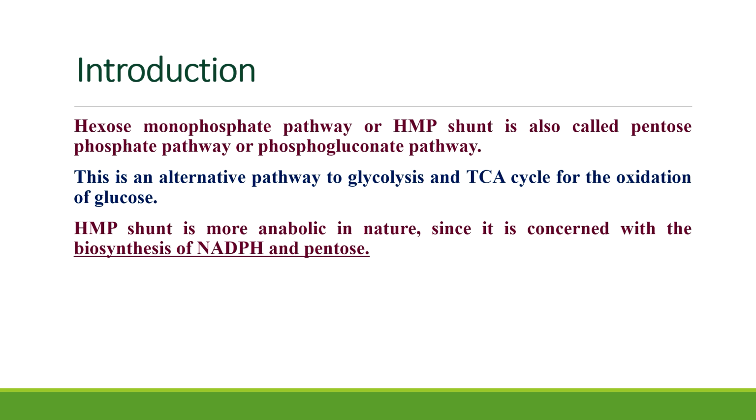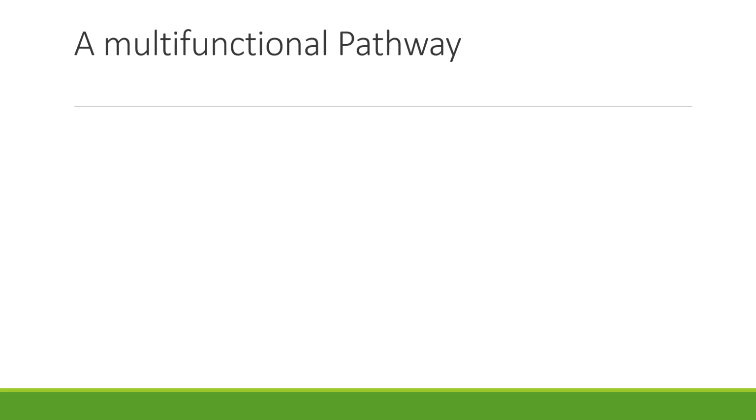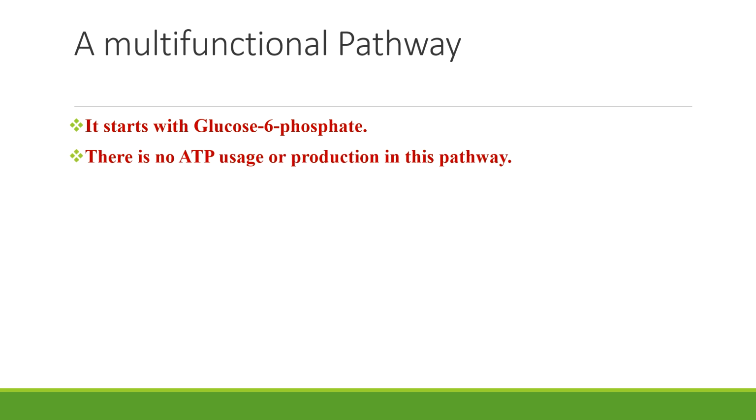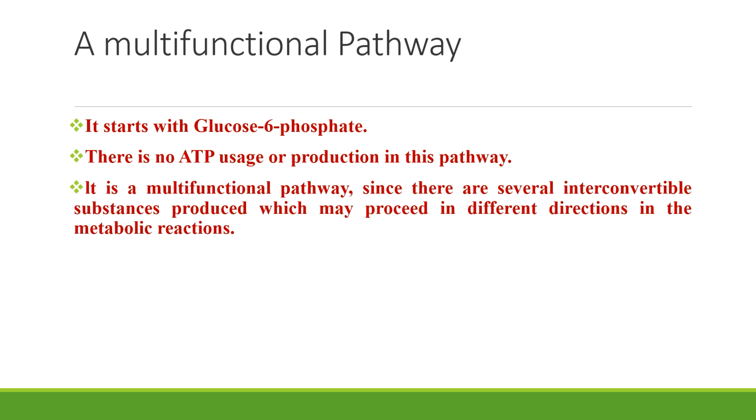It is also called as a multifunctional pathway because it starts with glucose 6-phosphate and here there is no ATP usage or production in this pathway. So it is multifunctional because there are several interconvertible substances which are produced in this pathway in different directions in the metabolic reactions that you observe here.